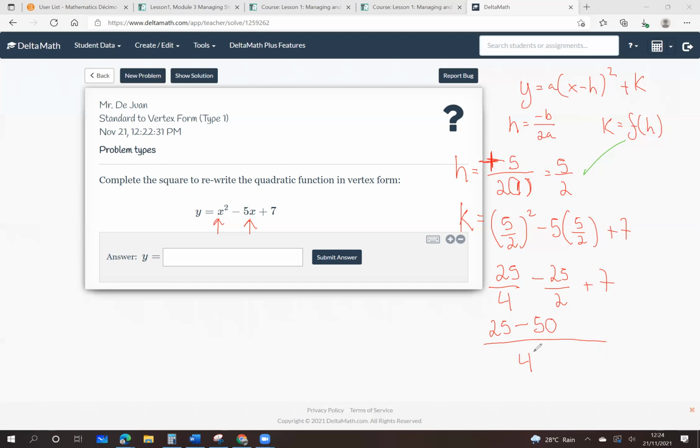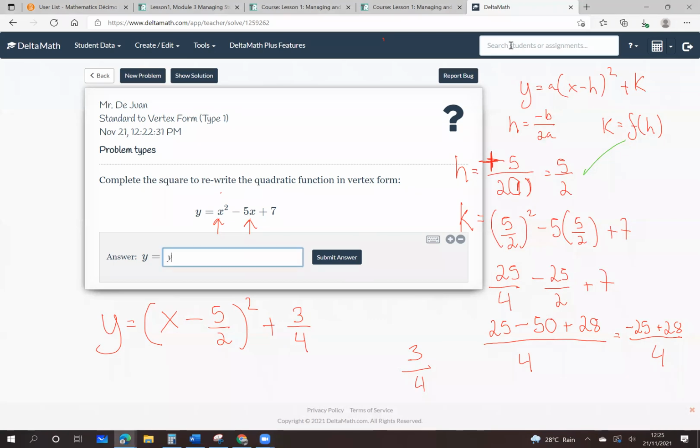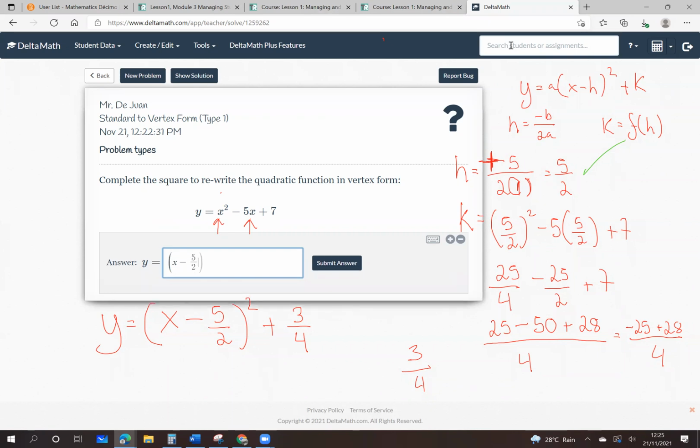How do we get 7 as a fraction with 4? 7 times 4, 28. There we go. 25 minus 50 is negative 25 plus 28. So negative 25 plus 28 over 4, which is going to give us the final answer of 3 over 4. And that's going to be our k. So now that we have everything, we have y equals a. What's my a? It appears to be 1. So no need to even write it. We can write it, but there's no need to. (x minus 5 over 2) squared plus 3 over 4. Okay, let us type that in. Well, they already give us y, so (x minus 5 over 2) squared plus 3 divided by 4.